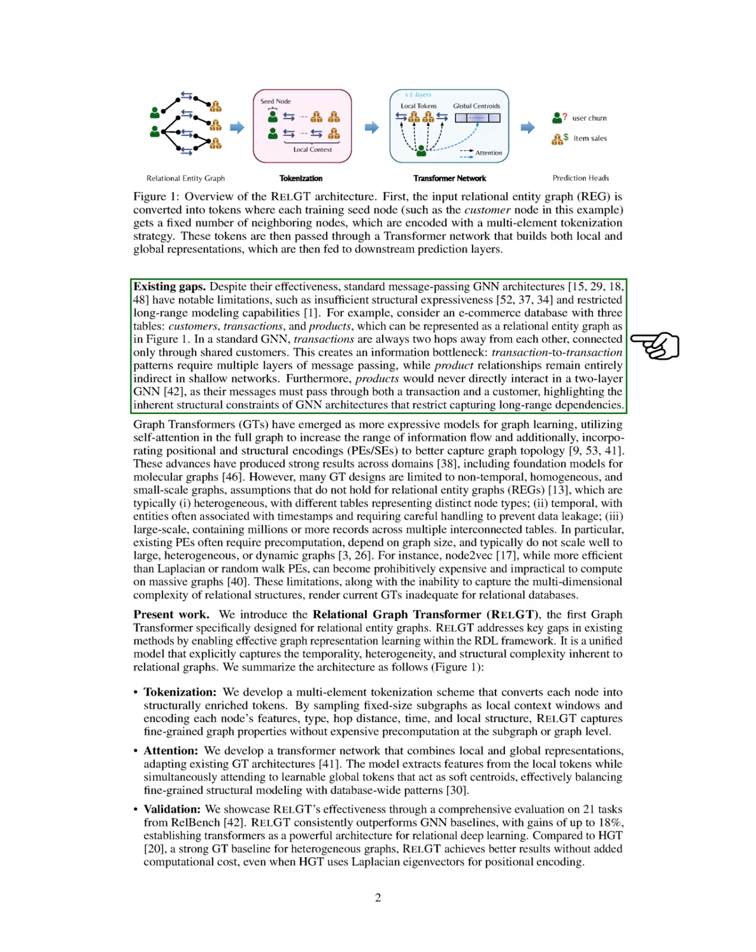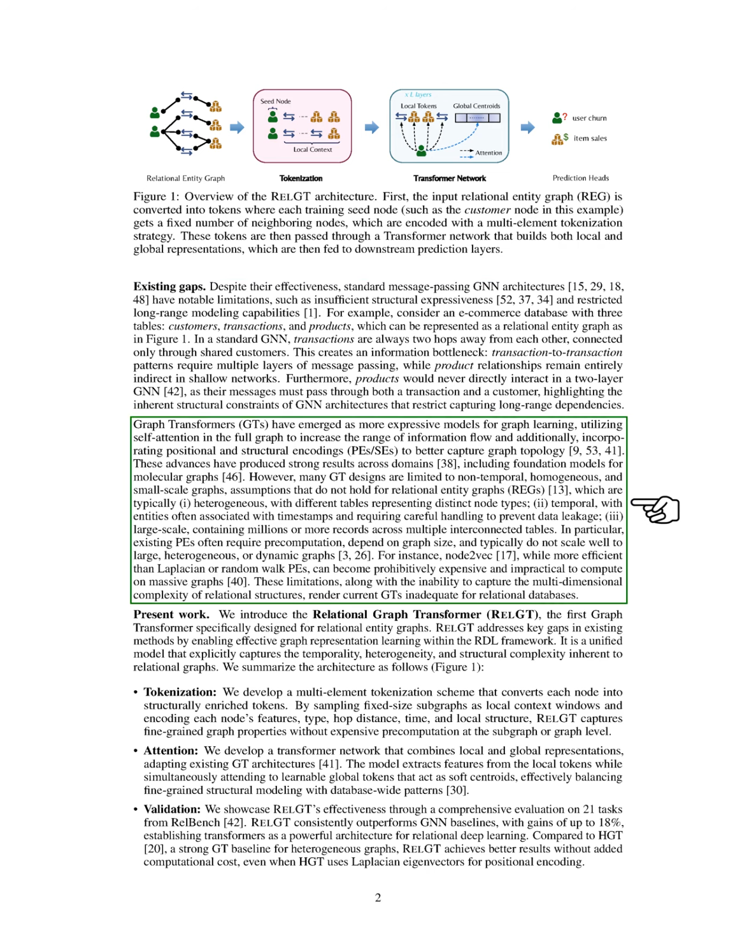However, standard GNNs have limitations, such as not being able to effectively model long-range dependencies. For instance, in an e-commerce database with customers, transactions, and products, transactions are only connected through customers, creating an information bottleneck. This means that understanding transaction patterns requires multiple layers of message passing, and product relationships are only indirectly captured.